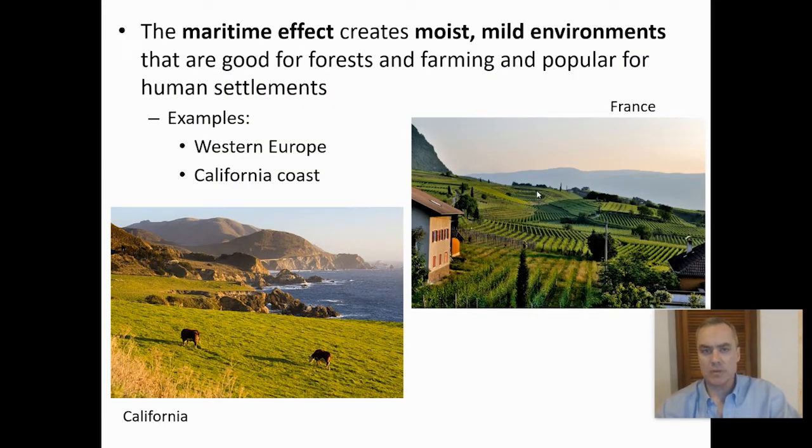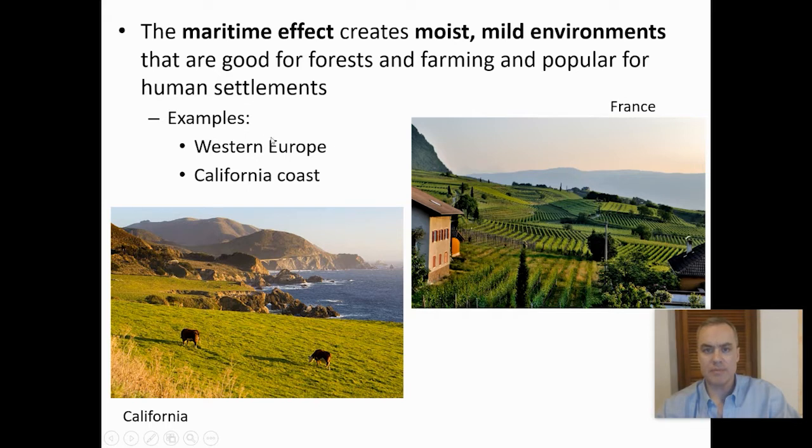So the world's most extreme temperatures are going to be found in continental environments. How do these affect culture, the way we live? Well, the maritime effect creates moist and mild environments. There's plenty of rain, and those are great for farming and for forests, and that makes them great for people. So humans generally like to settle in maritime environments. It makes life easy. It's not hard to find water, and it's also not hard to find farmland.